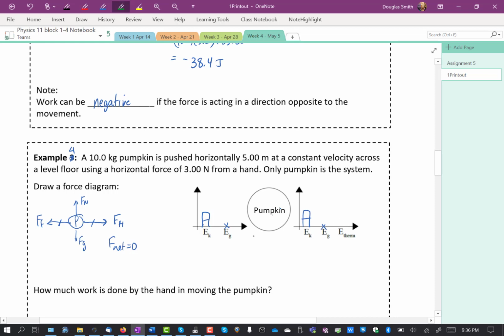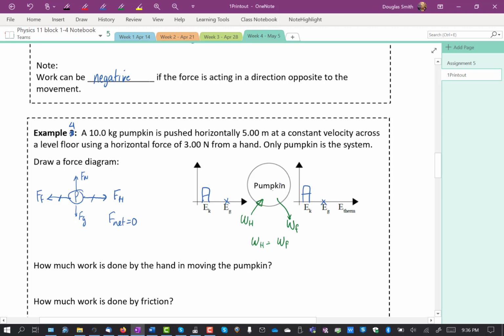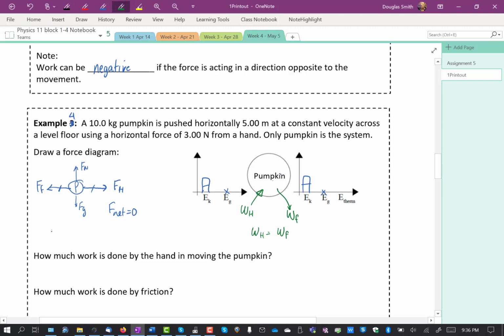Instead, what we're going to say is that the hand is putting energy into the system, and the floor, the friction, is taking energy out. And everything has to be balanced here. So EK at the beginning is the same as EK at the end. Therefore, WH has to be equal to WF in order for things to be balanced. And we'll see that when we do the calculations. We know FH is 3 newtons, and we know force of friction is equal to that, so it's also 3 newtons.